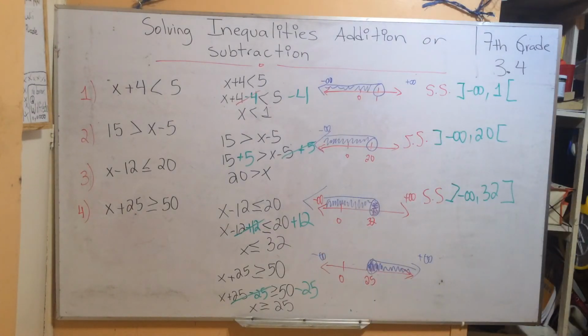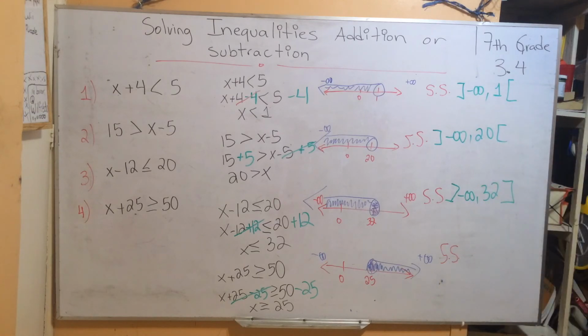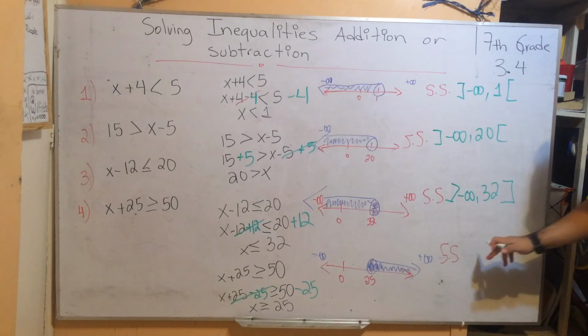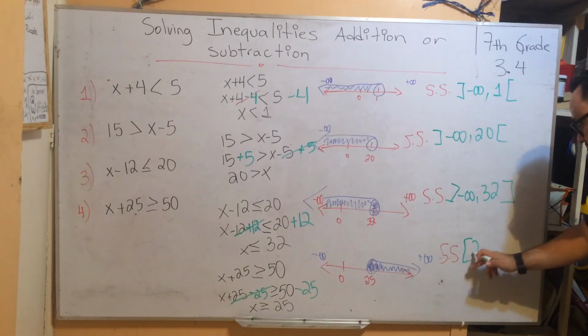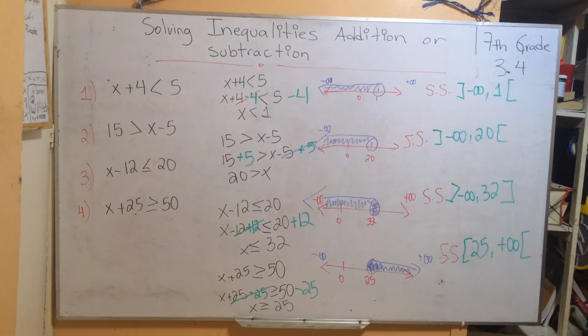So when we write our solution set, we're talking about the numbers that are starting at 25, and remember that 25 is included. And they go up to positive infinite, and the infinites are never included. So there we have our solution set.